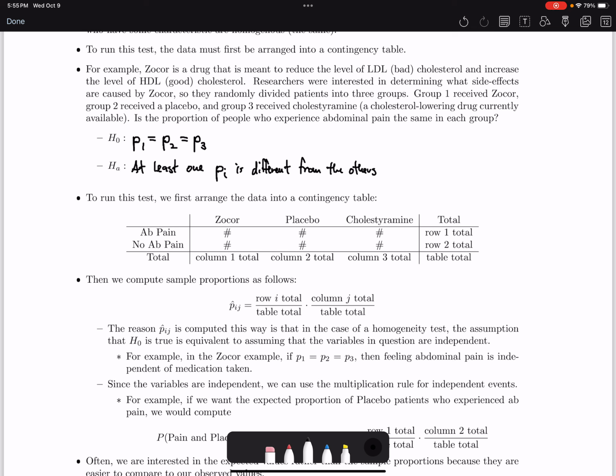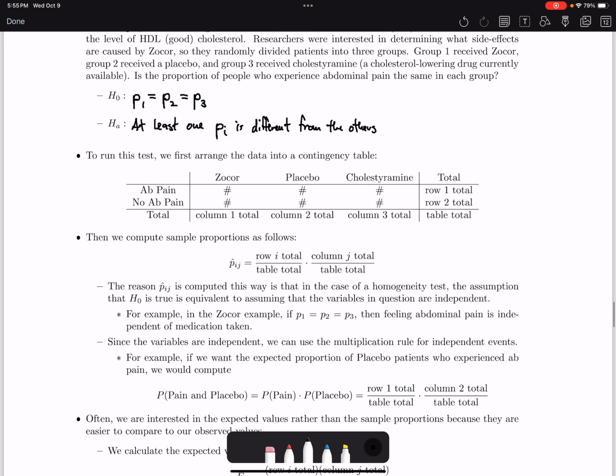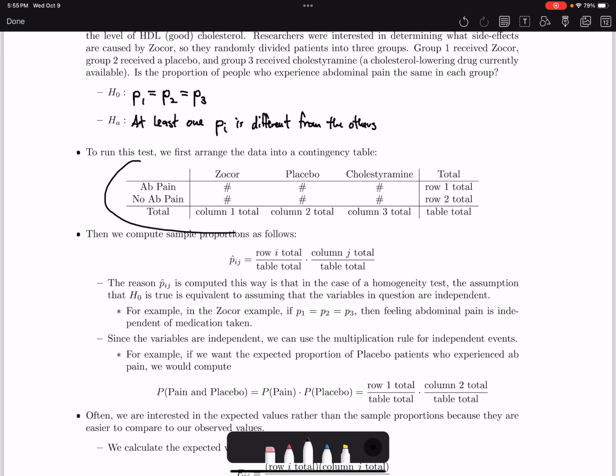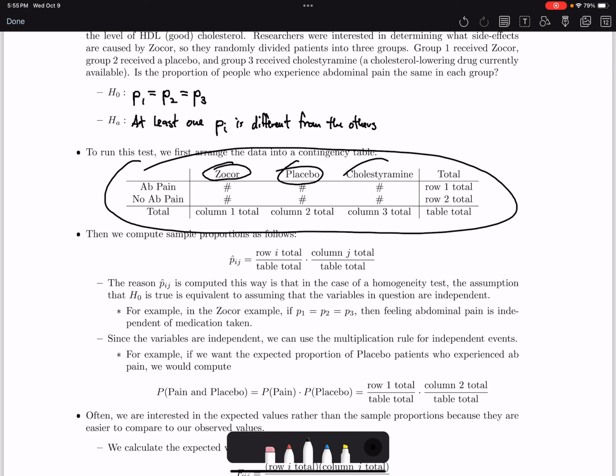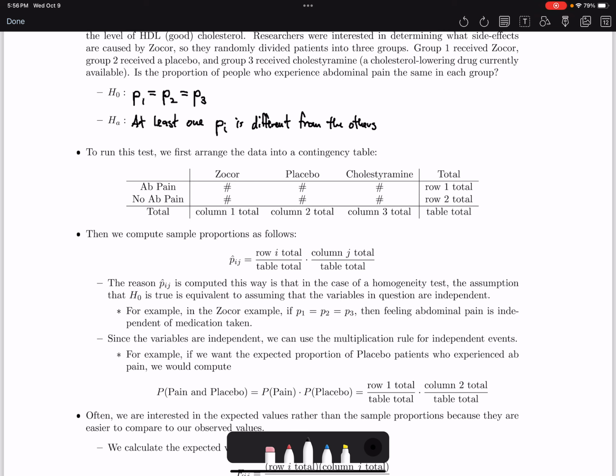To run the test, like we said, we first have to arrange the data into a contingency table like this. So we would set it up where we put the different groups along the top, and then whether they experienced abdominal pain along the first column. And of course, we're going to have row totals and column totals, right? And then a grand total, a table total, just like we've seen with contingency tables before.